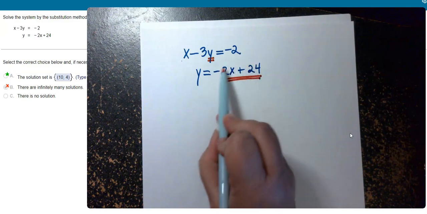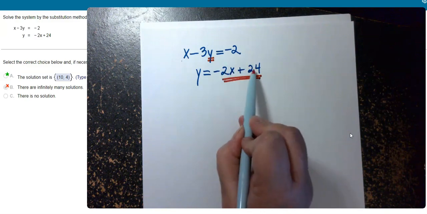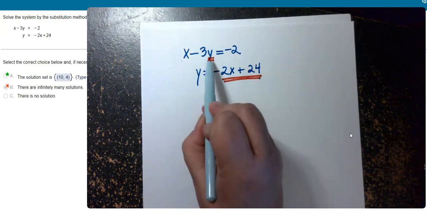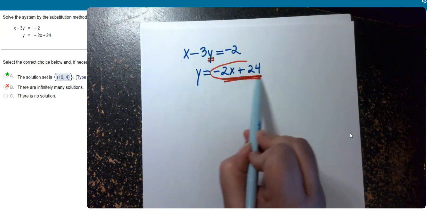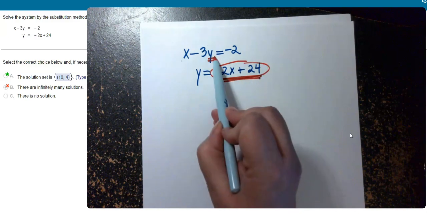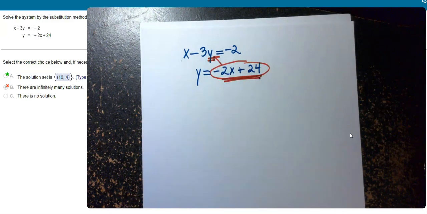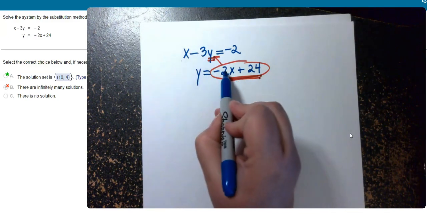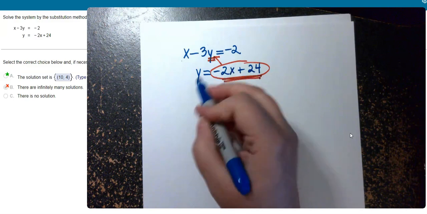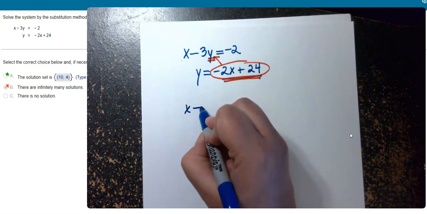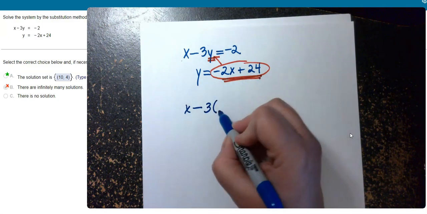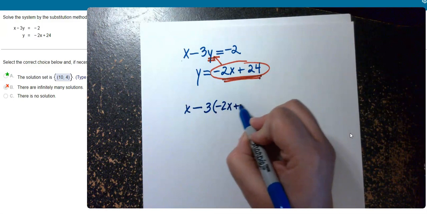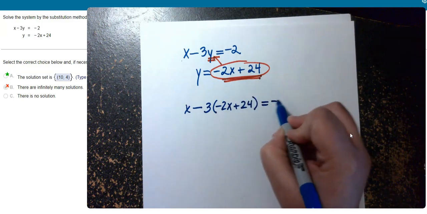I'm going to substitute whatever that variable that I got alone is equal to in place of that variable in the other equation. So in other words, if y is equal to this, then I'm going to use all of that to represent y in the other equation. So I'm rewriting the first equation with this substituted for y. So I have x minus 3 times all of that instead of y, because all of that is equal to y, equals negative 2.